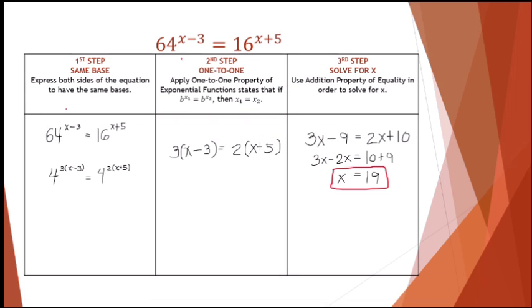So, how about this? So, we have 64 raised to x minus 3 power is equal to 16 raised to x plus 5. So, expected nyo na naabot tayo ng 20 minutes dito. So, now, step 1, same base. So, ganyan lang.